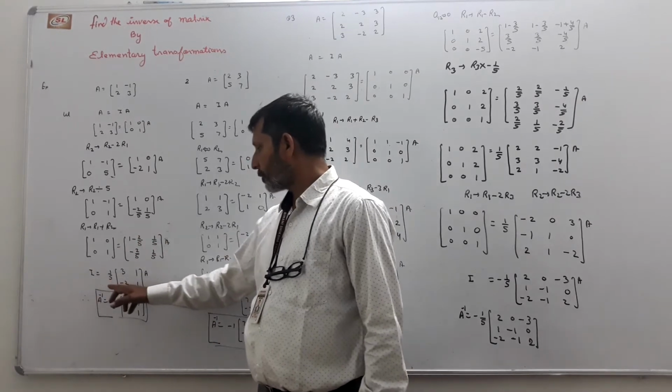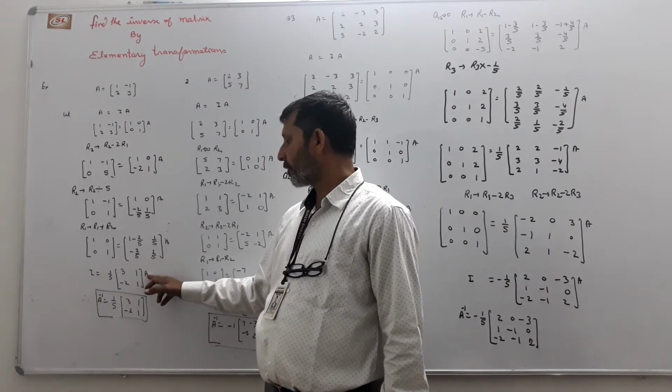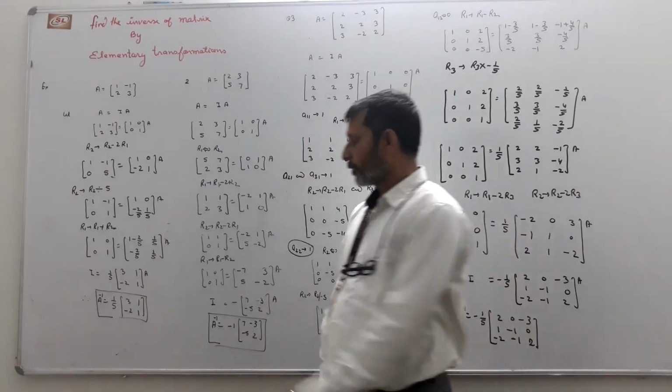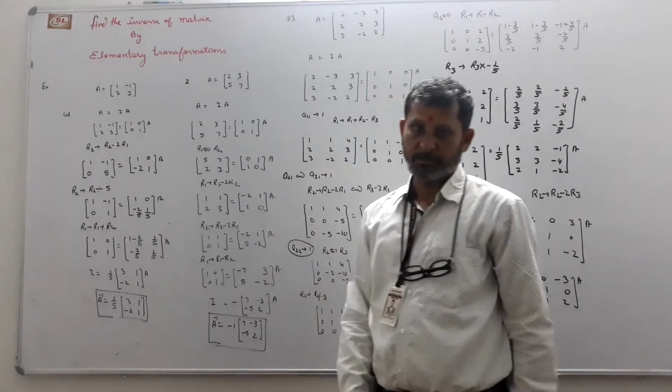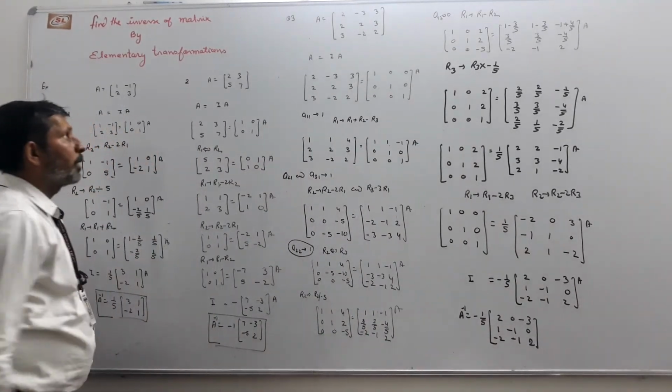So I = BA, therefore this matrix B is the inverse of A. Therefore A inverse equals this whole matrix. So the inverse of A is this. Yes? Again, one more question related to 2 by 2.